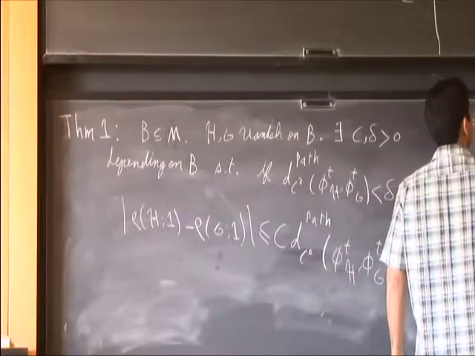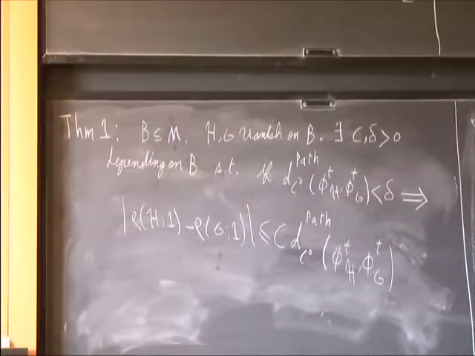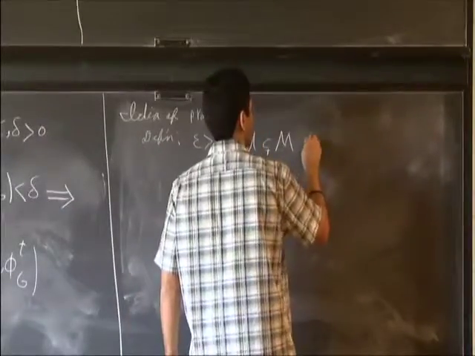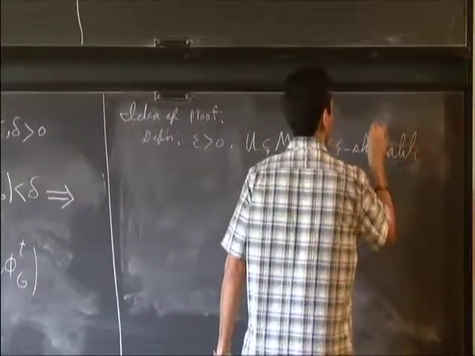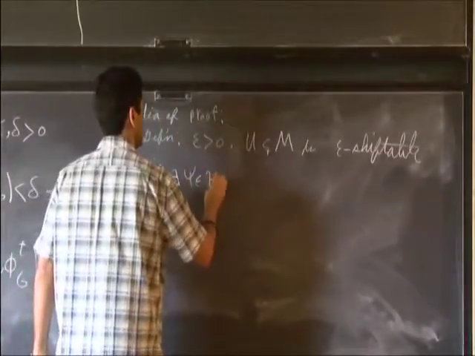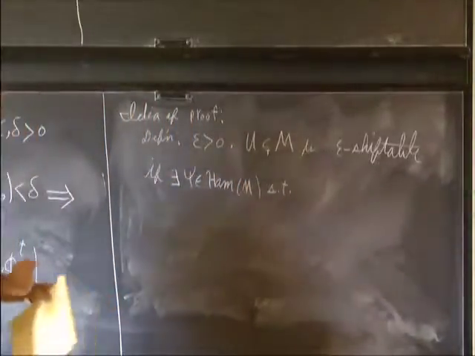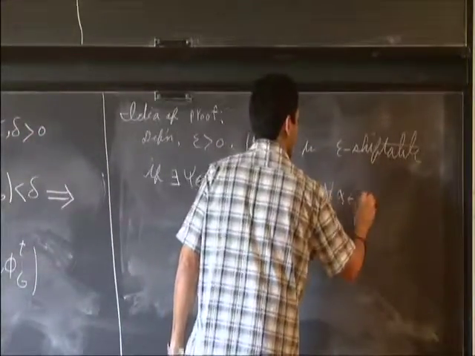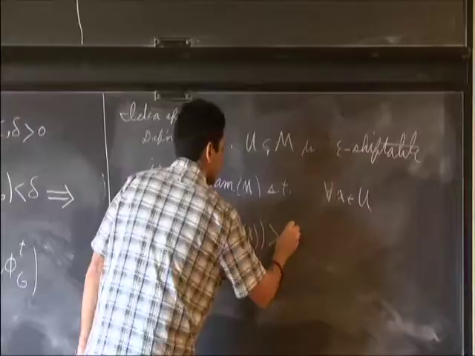So here's the definition. Take a number epsilon larger than 0, and say you've got a set U, a proper subset of your symplectic manifold. Then I say U is epsilon shiftable if there exists psi in Ham such that psi shifts the set U by a distance of epsilon, so such that for all x in U, the distance between x and psi of x is larger than epsilon.